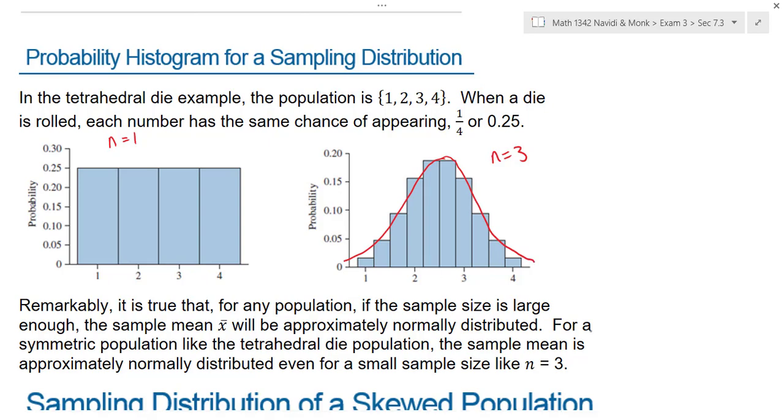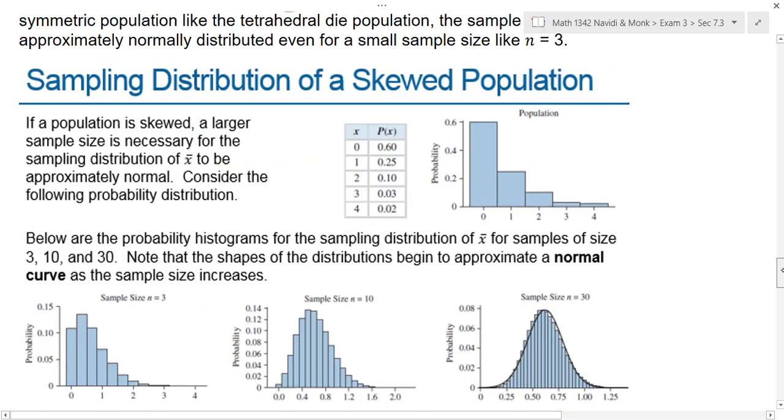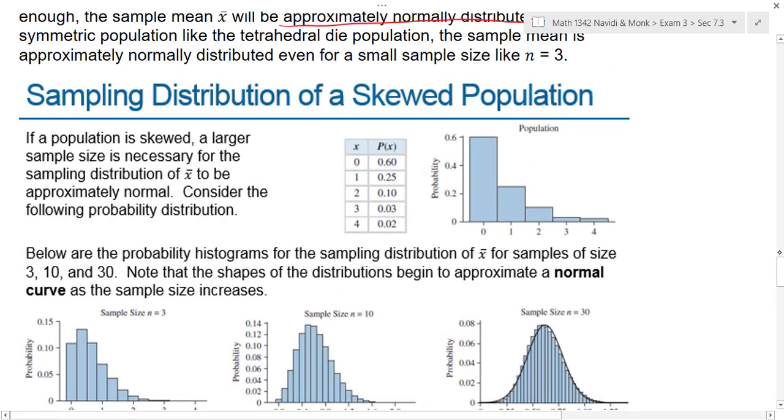Remarkably, it's true that for any population, if the sample size is large enough, keyword here being large, the sample mean will be approximately normally distributed. For a symmetric population like the tetrahedral die population, the sample mean is approximately normally distributed, even for a sample size like n equals 3. What if we had a skewed distribution, a skewed population? If a population is skewed, a larger sample size might be necessary in order for our distribution to start looking normal. Over here, the shape of this distribution is skewed how?